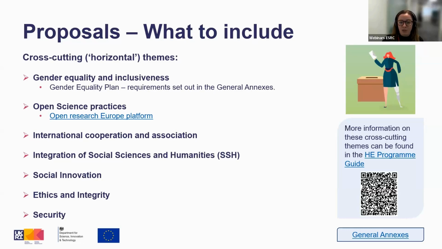So I'm conscious of the time still, so I'm not going to go through all of these because the descriptions and guidance available in the programme guide is quite thorough and covers what you need to include in your proposal, such as which platforms you could use to cover the requirement around open science practices and the details for the requirement to have a gender equality plan. So this programme guide covers all of these cross-cutting themes for you. And as I've said, the links will be on the slides and we will share these with you soon.